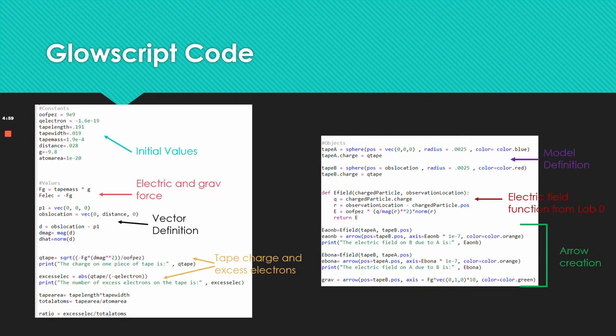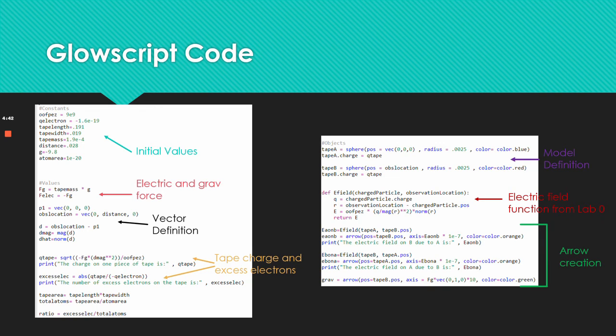Here is my Glowscript code that aims to verify the calculations made in the last slide. First, the constants are defined and used to find the force of gravity. Next, I created my distance vector and implemented the tape charge, total atom, excess electron, and ratio equations aforementioned.